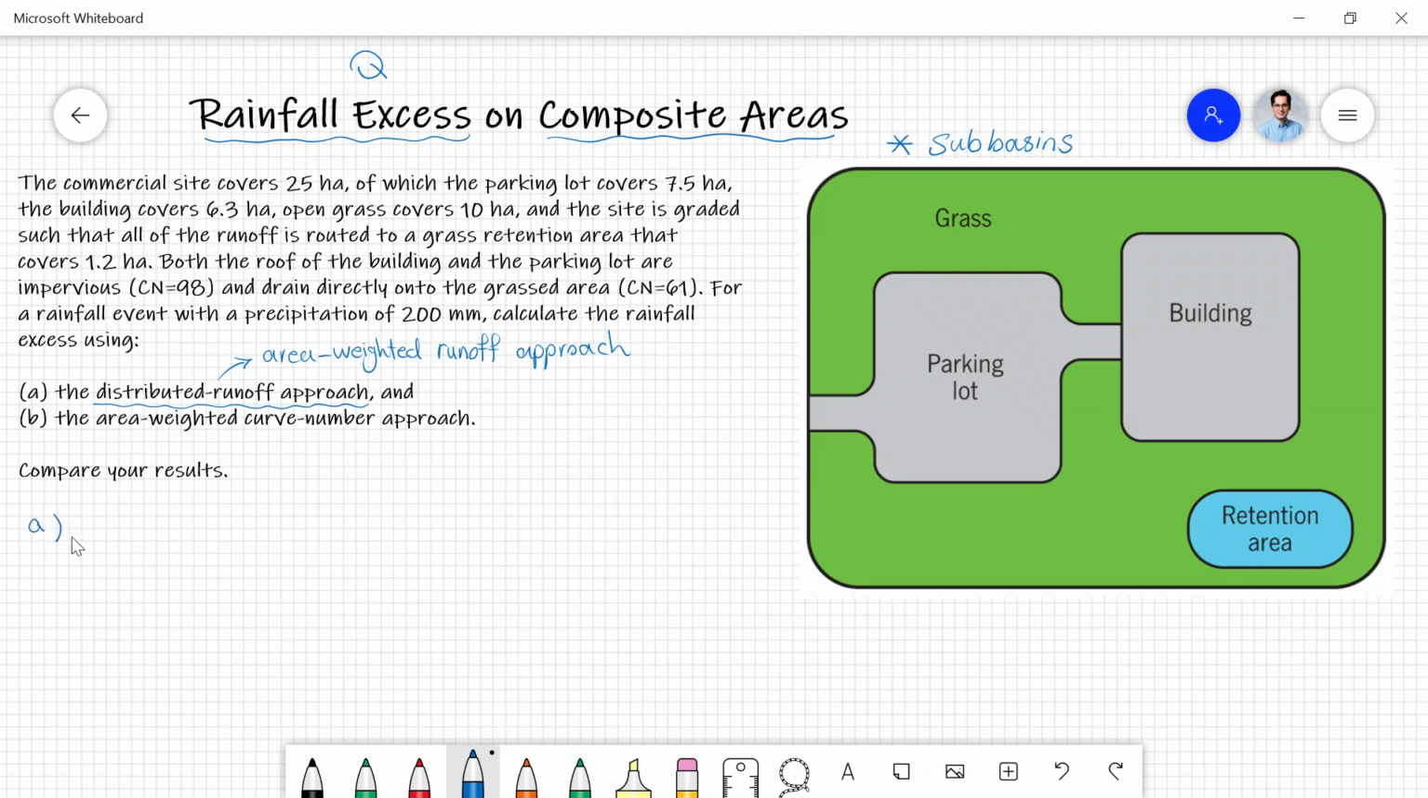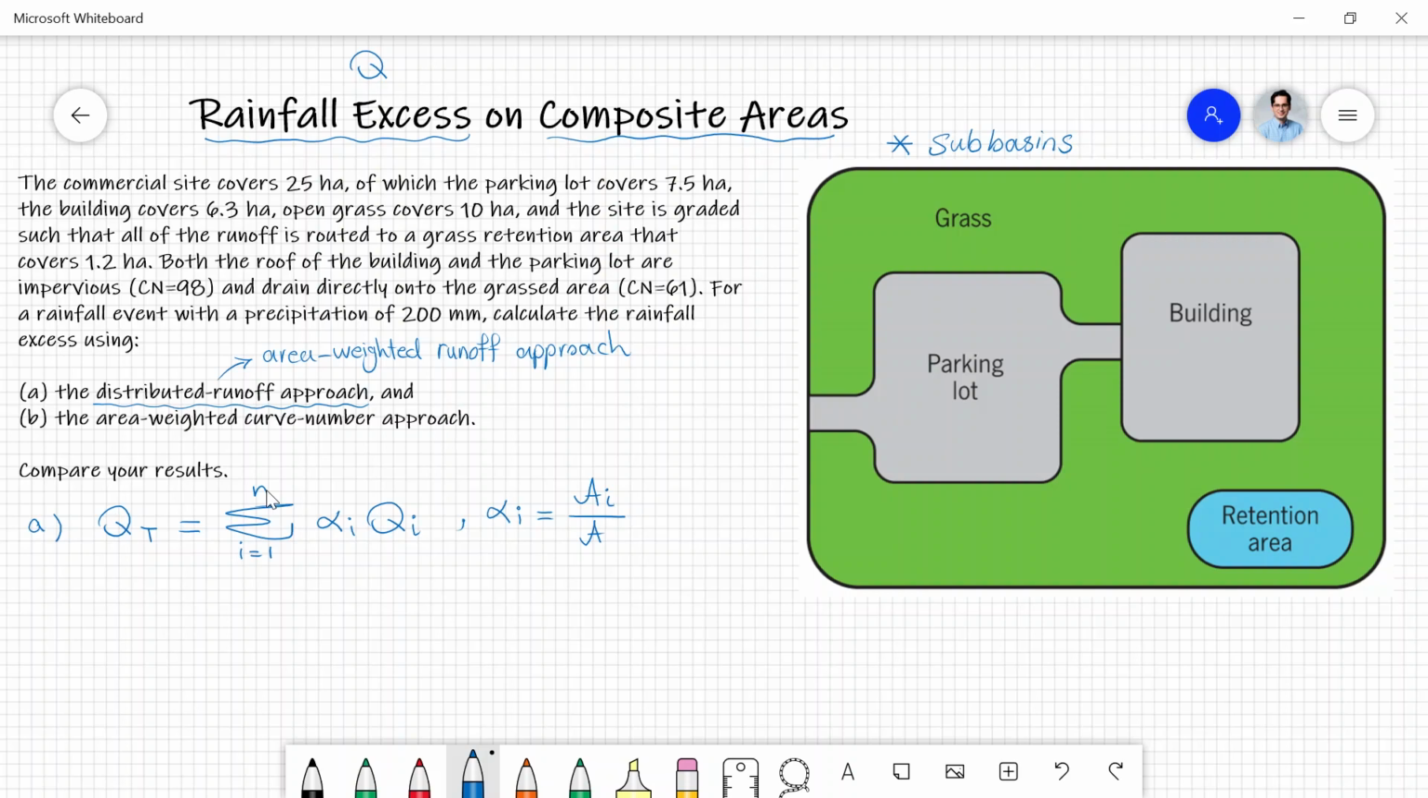In method 1, distributed runoff approach, you calculate the total amount of runoff or total amount of rainfall excess from the watershed or from your study area as the summation of rainfall excess in every individual subbasin times a factor named alpha. And alpha for each subbasin is equal to the area of that subbasin divided by total area. That's why it's called area weighted runoff approach. So rainfall excess from each subbasin times that alpha I, which is the fraction of the total area represented by subbasin I. And I obviously changes from 1 to the total number of subbasins that you have.